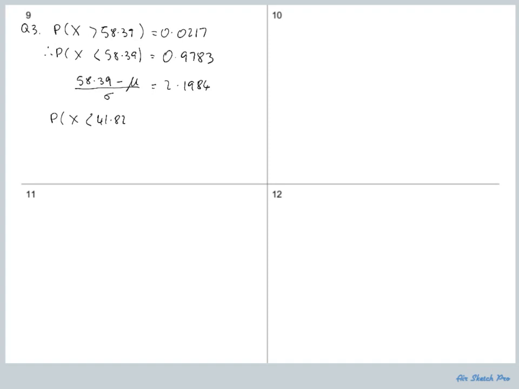41.82, which it says is equal to 0.0287, and then I would standardize it, work out what the inverse is, and I would get 41.82 minus mu over sigma is equal to negative 1.003.